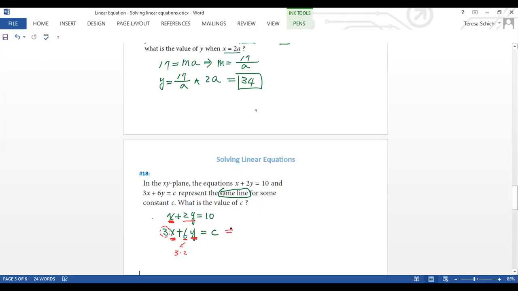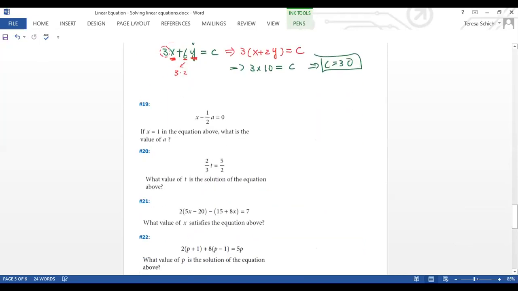So that means if you factor this 3 out, this is x plus 2y equal to c, right? Then what is the value of x plus 2y? It's 10. So that's why 3 times 10 is equal to c. So that's why c is equal to 30 here, right? So you see that for these two lines, you look for the relation of these two lines.